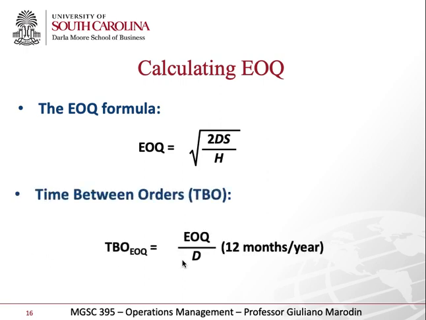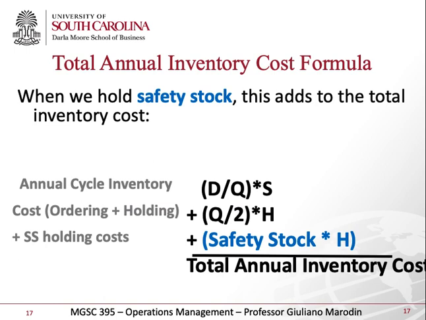There is something else that we can calculate. It's called the time between orders. Basically, if I buy that quantity, how much time will it take until the next time that I'm going to buy it? That's Q divided by D, and that's the answer, for example, in months of the year. Then we arrive at the total annual inventory cost.